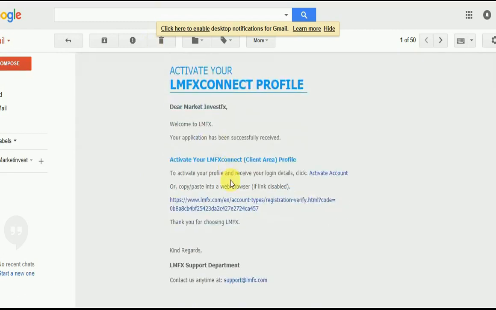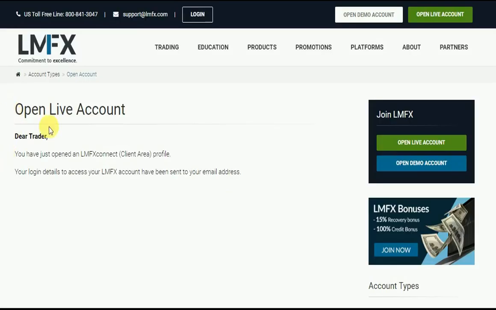So activate your LMFX profile. You come to your email and you activate your account. So let's do that. Dear trader, you have just opened an LMFX Connect client profile account. Your login details to access your LMFX account has been sent to your email address. So we have to go back to our email address after the activation has been done to check for the details to officially log in to our client area.